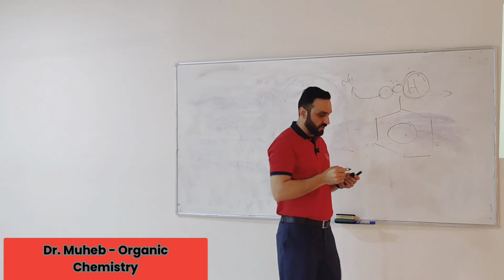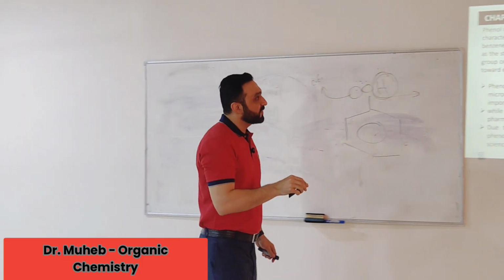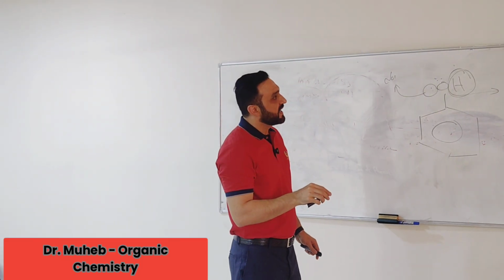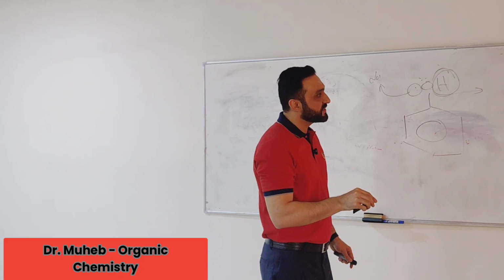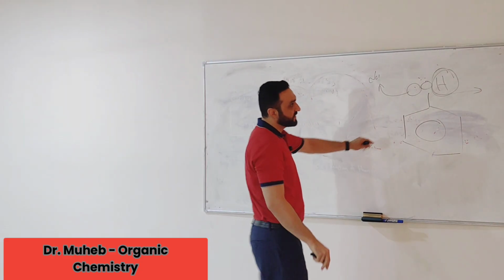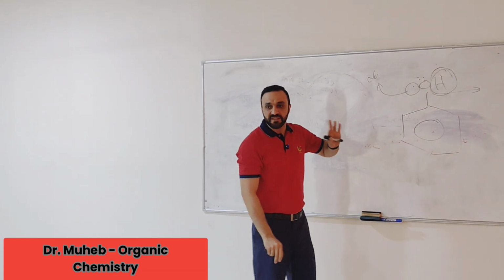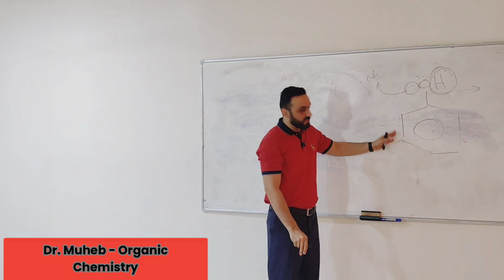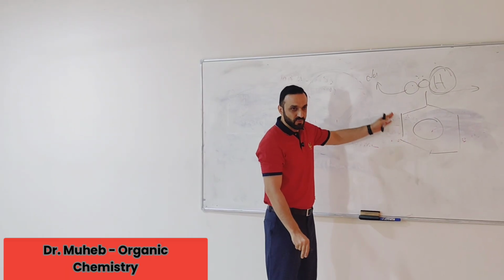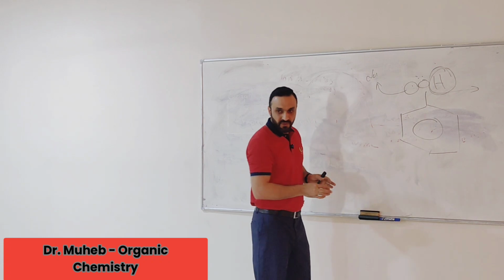Unshared electrons. Okay, so as an introduction, phenol compounds, also known as phenolics, are a class of aromatic compounds characterized by one or more hydroxyl groups directly bonded to what? To the benzene ring. Okay, it is not just one; it can be one benzene ring, maybe two rings, three rings. Okay, it must be an aromatic compound.